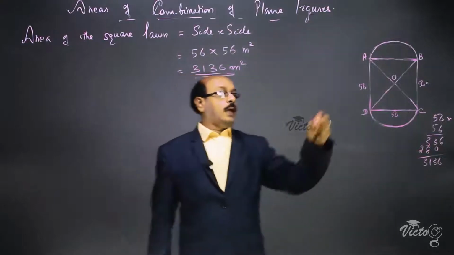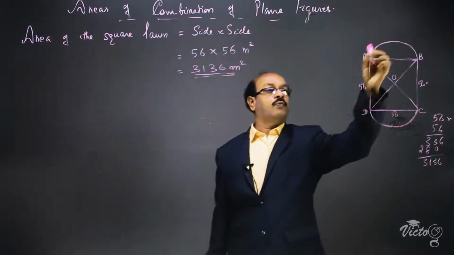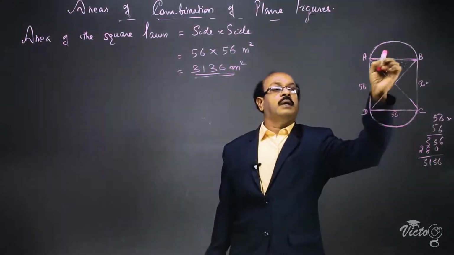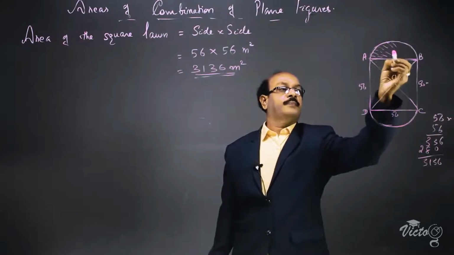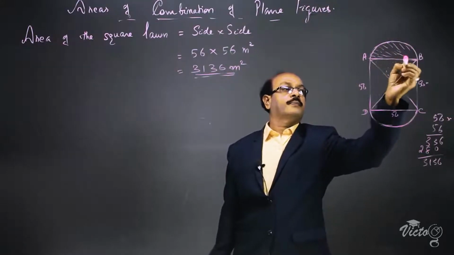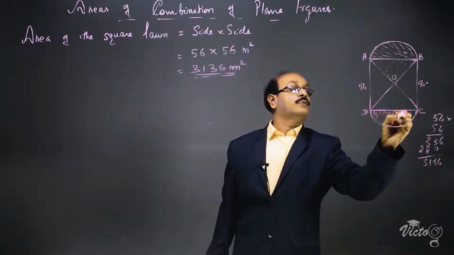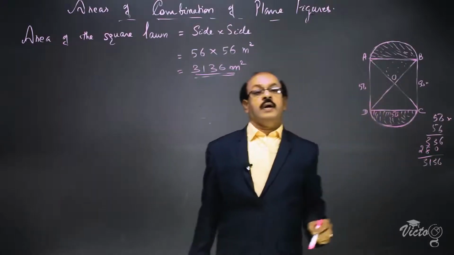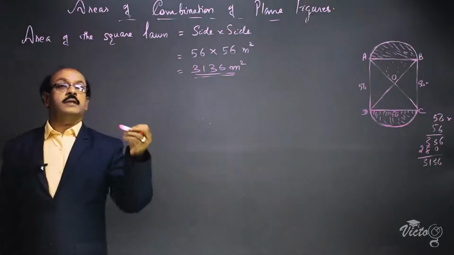Now, AOB is a sector. We have to find out the area of one sector and then subtract the area of triangle AOB. Now, we will get the area of this segment. This is a segment. Here also a segment of the same area. For that, first of all, we have to find out the area of the sector.